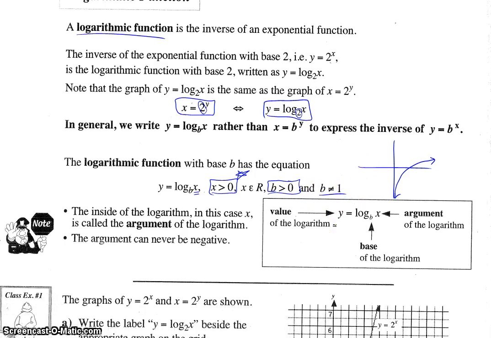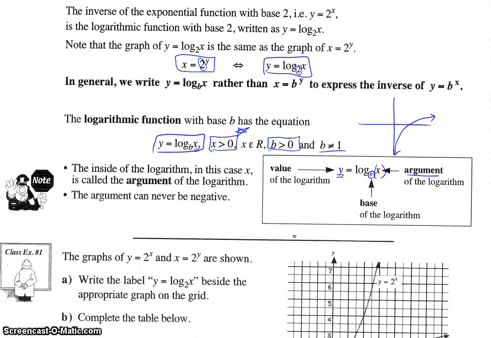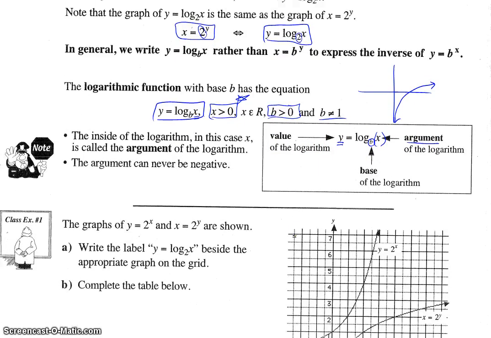Okay, so just to break down the parts of this log function, this, as I mentioned, is called the base of the logarithm. What's inside the logarithm, or follows it, is called the argument. It's kind of like the angle that was inside for trig functions, same idea. And what's over here is actually the value of the logarithm. Okay, so what is a logarithm? Well, we're going to find out.